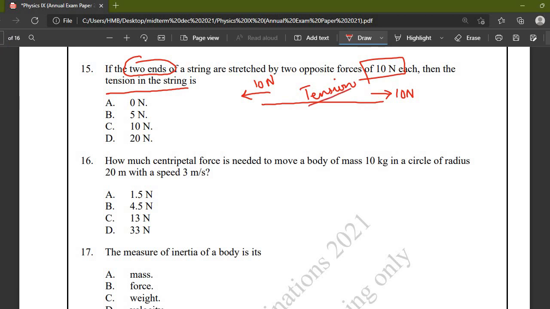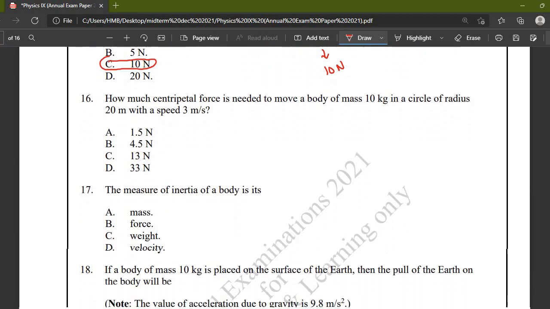So this tension is actually due to the application of these two forces. The net force acting on that string is zero because these two forces are opposite to each other and will cancel out each other's effect. But the tension in the string will still be equal to 10 newton, because net force is zero but the stretching is still there. So the tension in the string will be equal to 10 newton. So option C is the right answer.